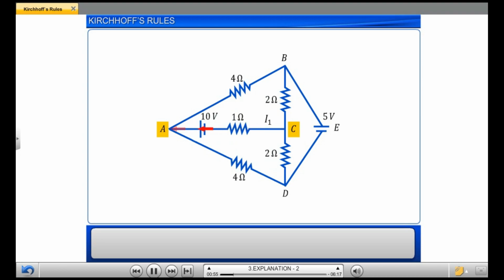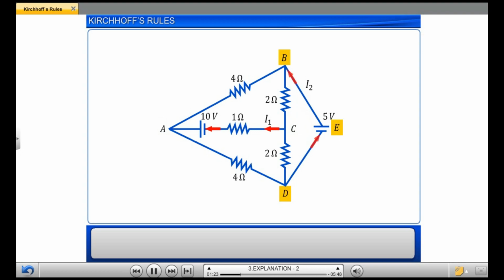Therefore, the direction of current I1 is from C to A. Next, let us take the branch BED. Let us assume that the current I2 leaves the 5-volt battery from its positive terminal. Therefore, the direction of I2 is from E to B and D to E.